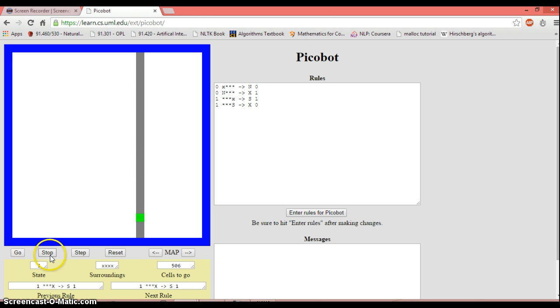Okay, so that's it for the basics of Picobot. In the next video, I will talk about how to solve this particular map.